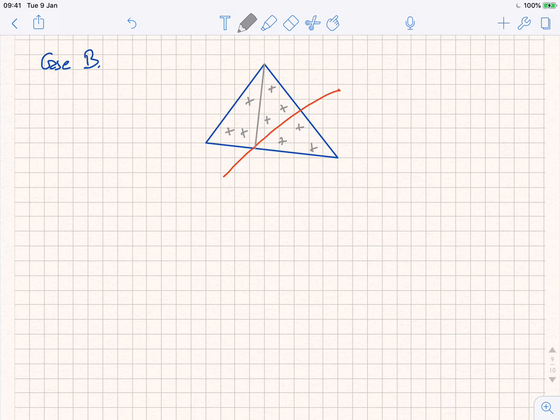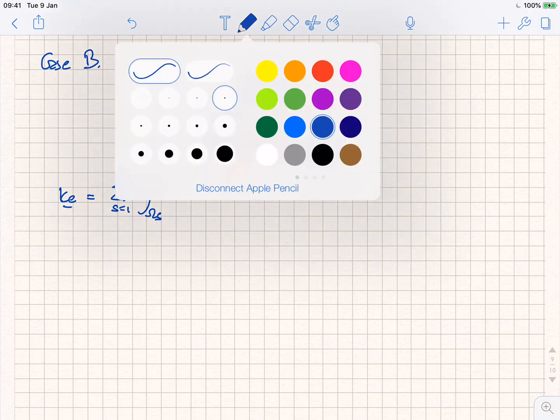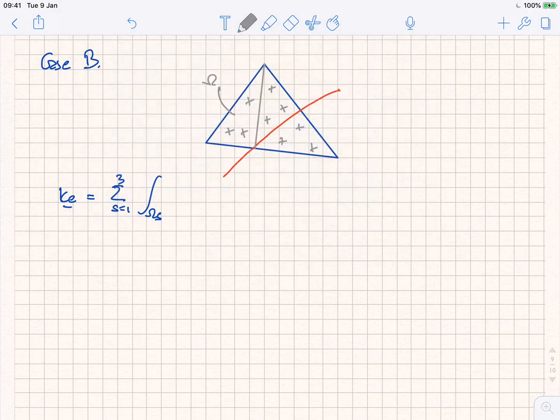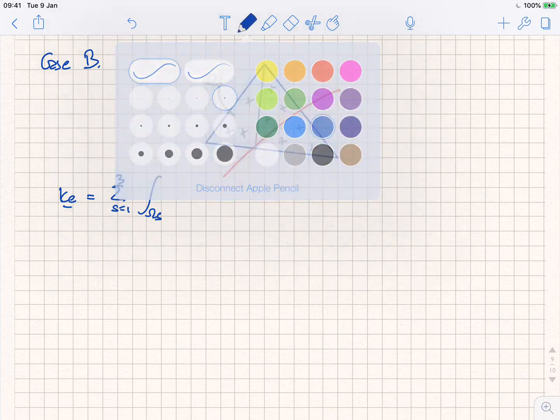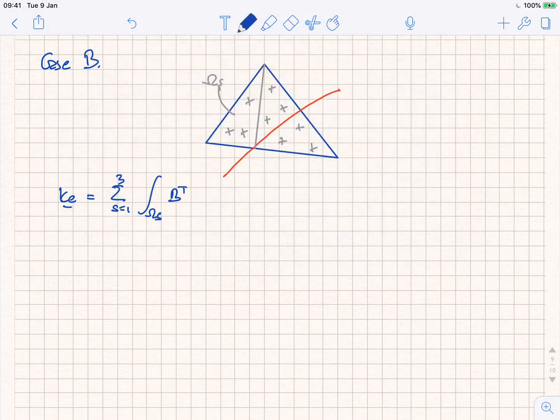So let's write our matrix. My KE now is going to be the sum, let's call it S equals 1 to 3. So I have three integration elements, and then I am interested in performing the integration on omega S. So for example, this one is going to be omega S, and then it's the same thing.